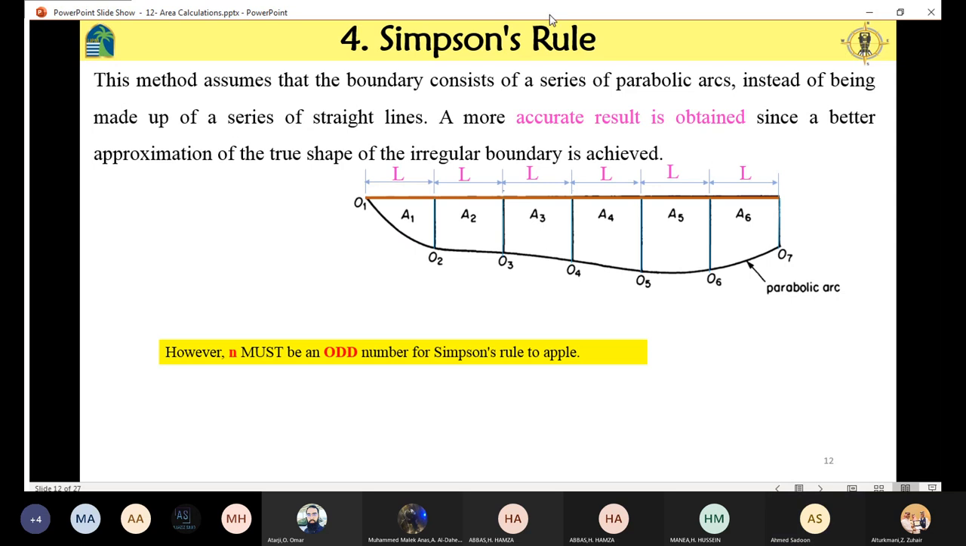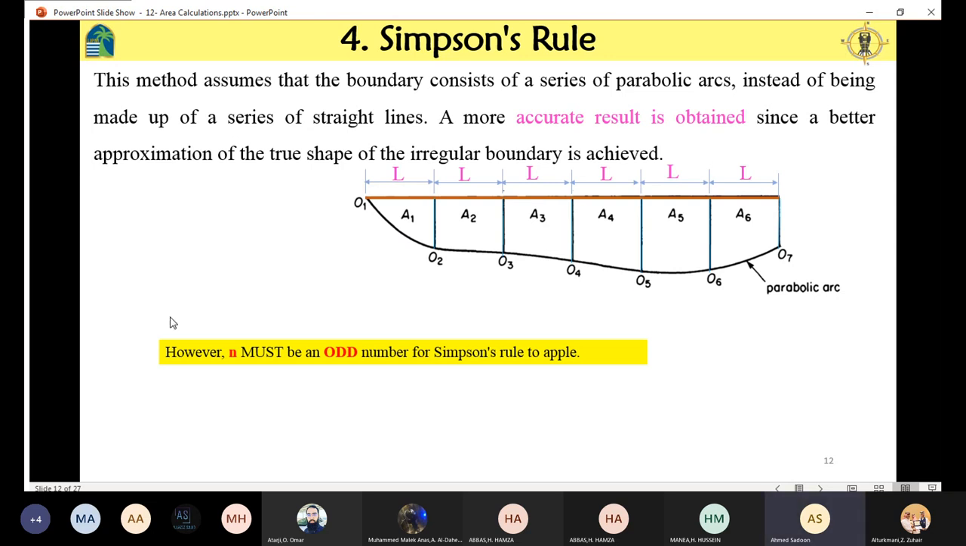And this method is more accurate since we are not going to assume the boundaries to be a straight line. Okay, so this one is more accurate. But the formula that is to be used is more complicated than the trapezoidal rule. And in order to use Simpson's method, we have a rule for that. The number of offsets should be odd. Otherwise, you are not going to be able to use Simpson's rule.